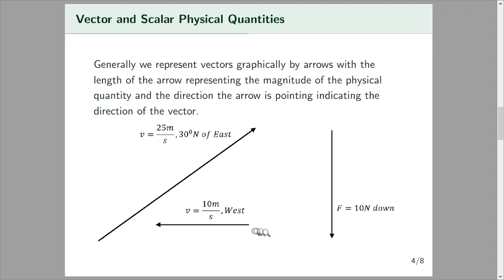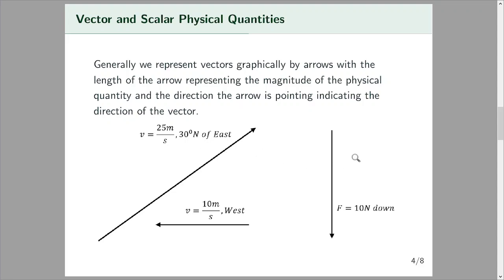I could have another vector that's 10 meters per second and pointing west, right? Notice this one is pointing in the direction 30 degrees north of east if north is straight up the page. And in that context, this one is pointing west. West is to the left across the page if east is to the right, right? Also notice that this vector is proportionally shorter because it's representing 10 meters per second, whereas this vector up here is representing 25 meters per second.